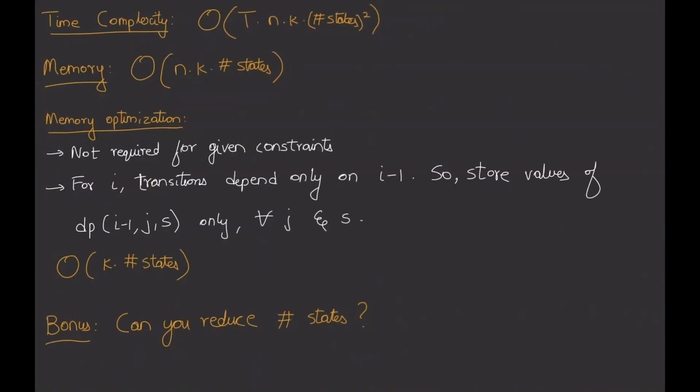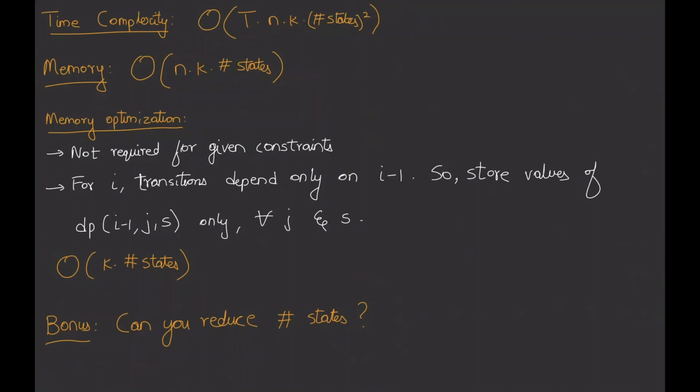So essentially the algorithm runs in time order t into n into k into number of states square, and the memory it takes is n into k into number of states. So given the constraints, this is fine. So this algorithm would work, but you can actually optimize in terms of memory.